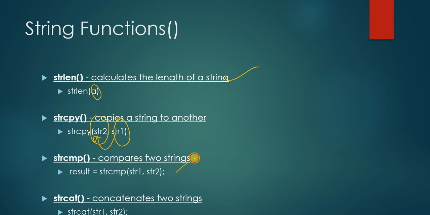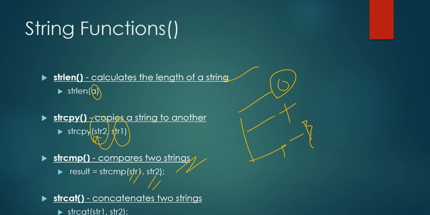Next is string compare. String compare means it will compare string 1 with string 2. It will return one of these values: negative value, positive value, or zero value. Zero value means that the two strings are equal.